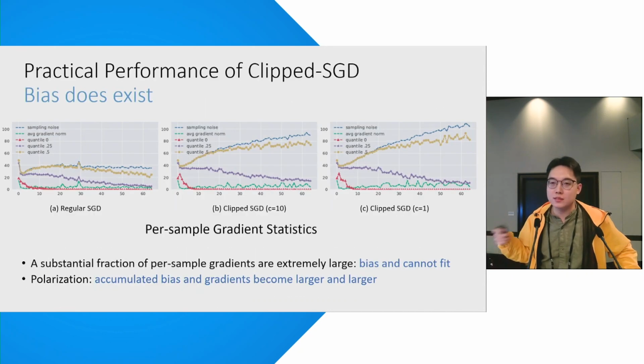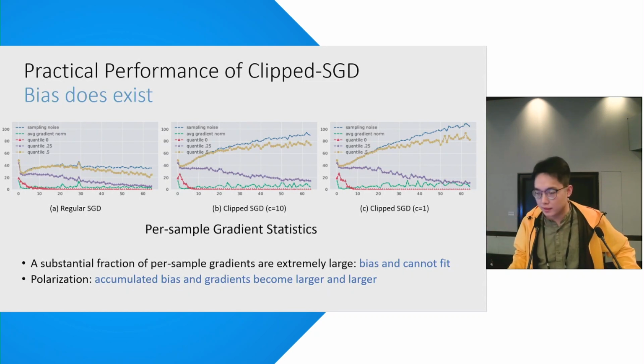To give you more of a sense of what exactly the influence of clipping is in our practical deep learning tasks, we record the per-sample statistics when we train ResNet20 on CIFAR10 with both regular SGD and clipped SGD. You can see from these figures that for regular SGD, the norm of the gradient converges to 0 more quickly. But as a comparison, for clipped SGD, there exists a substantial portion of gradients whose norm is quite large.